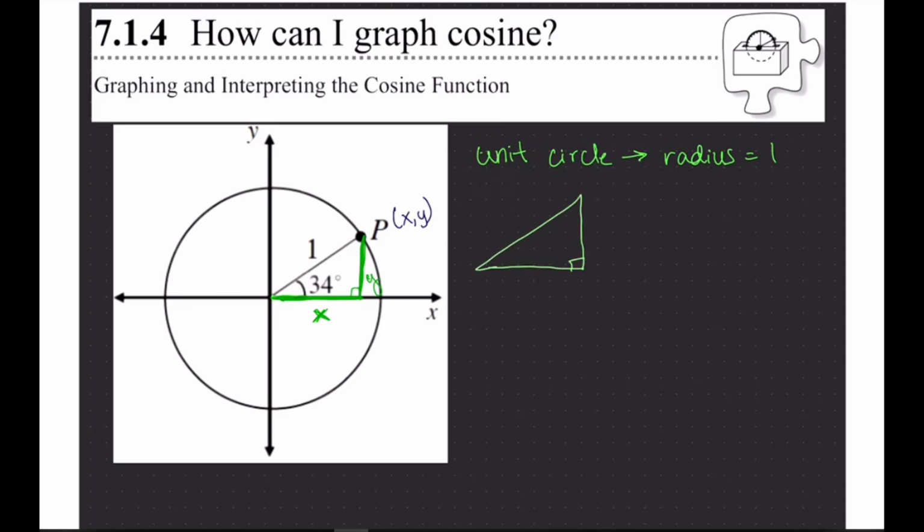We knew this was a right angle. This was our x. This was our y. We know this little guy over here was 1. And we know that this angle is 34 degrees, right?